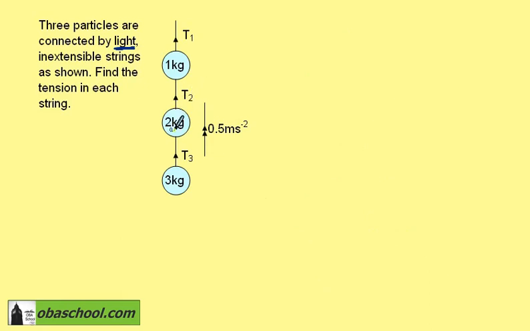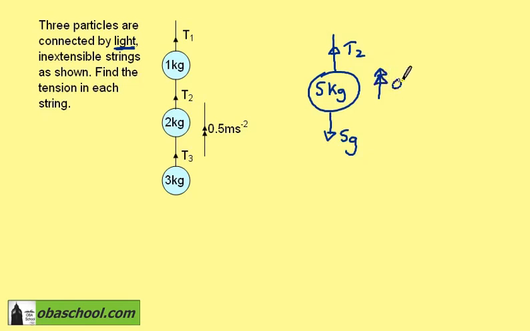If we now consider T2, this is lifting just two of the objects. So consider these as combined. T2 is lifting these two objects. The weight 5G is acting downwards. The system is accelerating upwards at 0.5 meters per second squared.